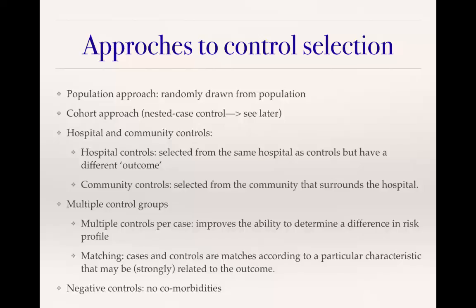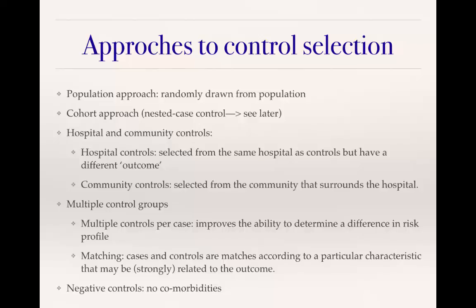The community controls are selected from a community that surrounds the hospital, again is prone to a selection bias, as hospitals often do not exclusively draw from the surrounding community. You might say, for example, Monash Medical Centre, you might want to select from around Monash Medical Centre, but people from all over East Victoria could potentially end up in Monash Medical Centre, but you've not selected from anyone who might come to Monash Medical Centre from a rural background, for example.